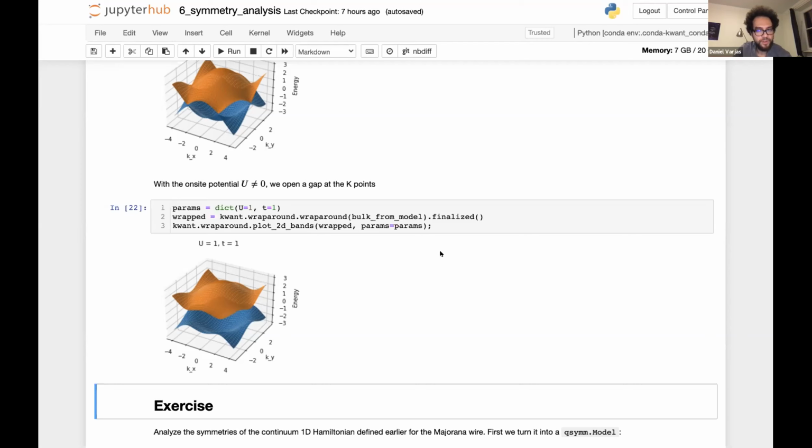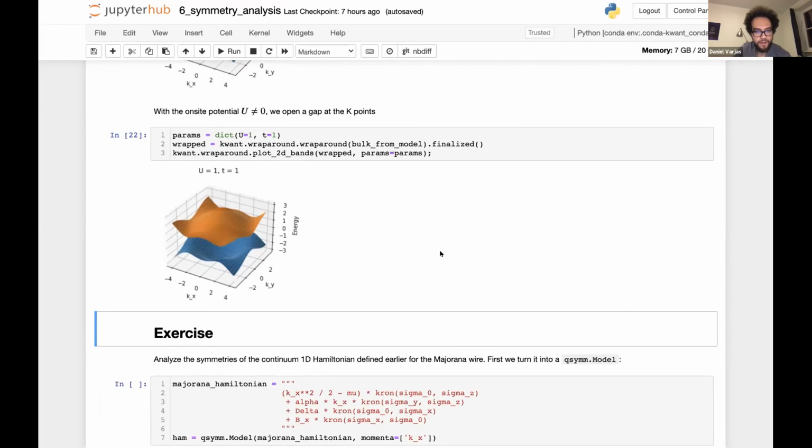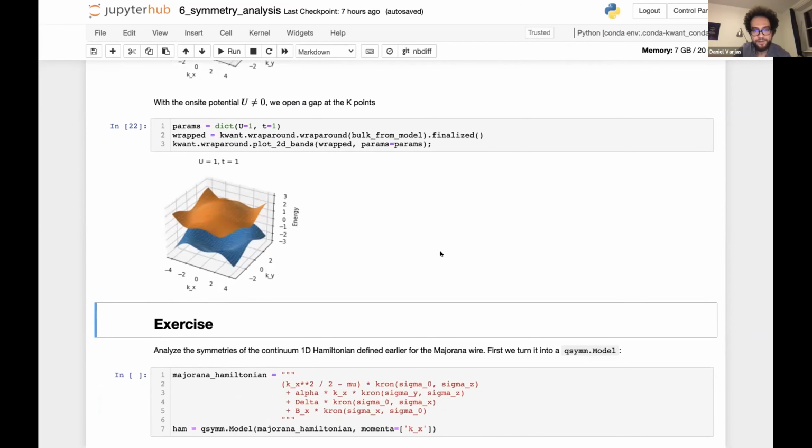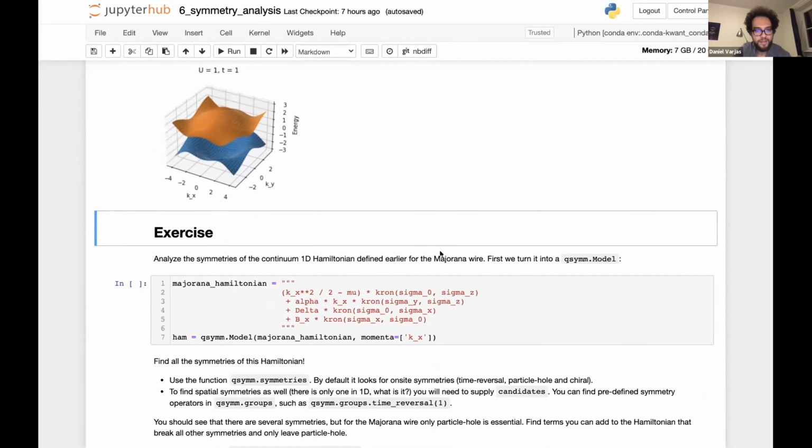And if you want to work on it to familiarize yourself with QSymm at home, I made an exercise where you can look at the continuum model for the Majorana wire that we looked at in the previous session, and do a similar symmetry analysis on that case.